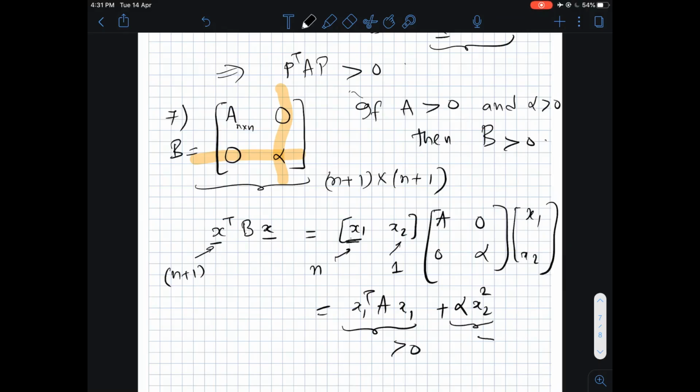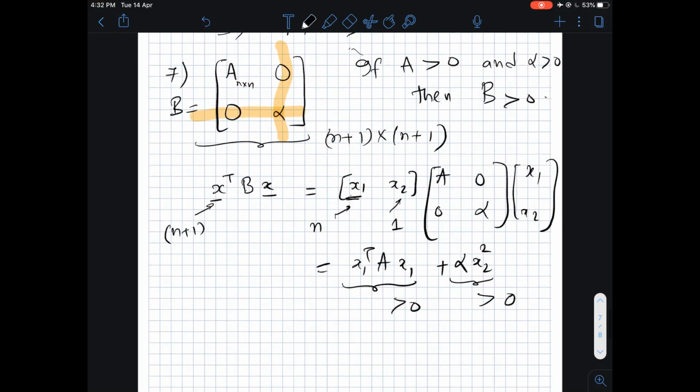In fact, it's 0 when x1 is 0, otherwise it's positive, right? And this quantity is also always positive unless x2 is 0. So this whole thing is positive, and the only way the whole thing will be 0 is if x1 is 0 and x2 is 0. So basically this whole thing is positive unless x1 equals x2 equals 0, which is again the definition of positive definiteness. So x transpose Bx is also positive, so B is also positive definite.